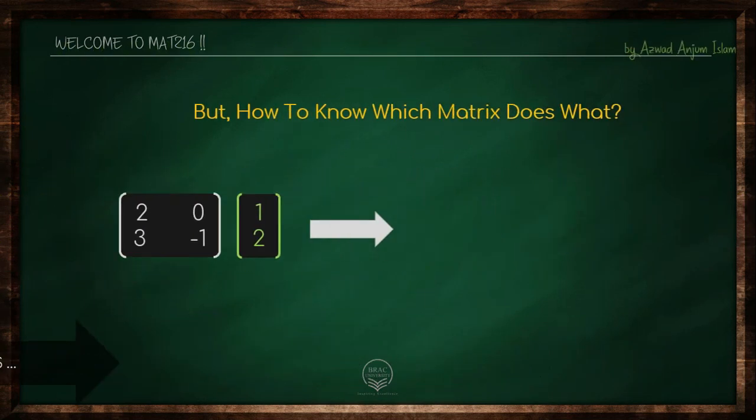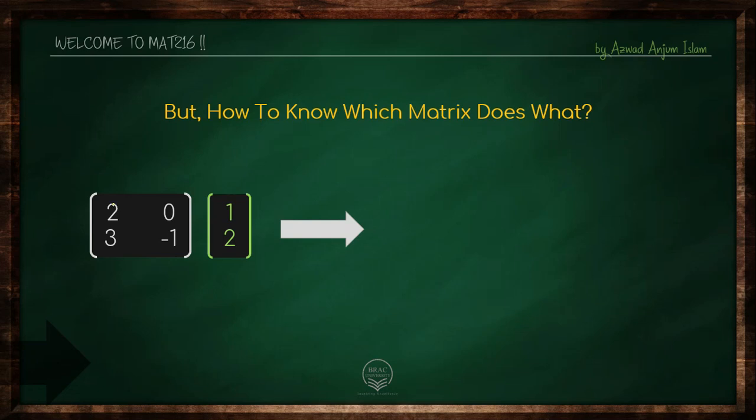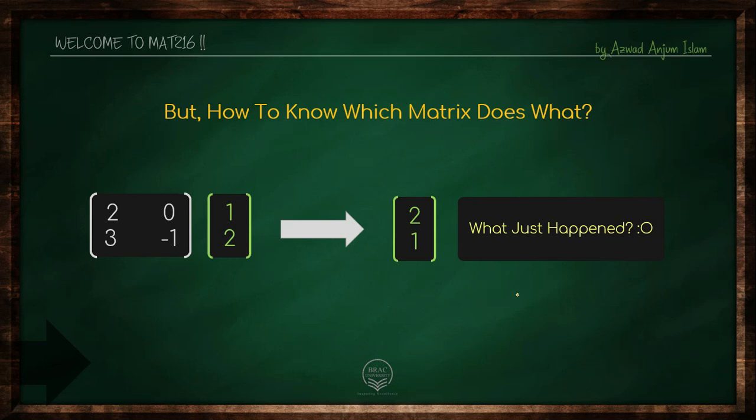And those questions are, let's say I have a matrix. How am I going to realize what this matrix does? Now, yes, of course I can just multiply it, but that will just give me two numbers. But what just happened? What are these two numbers?